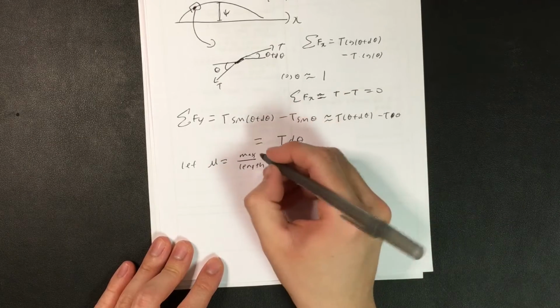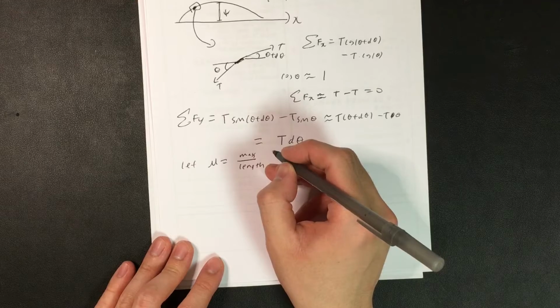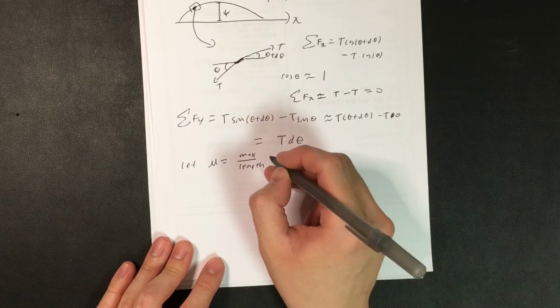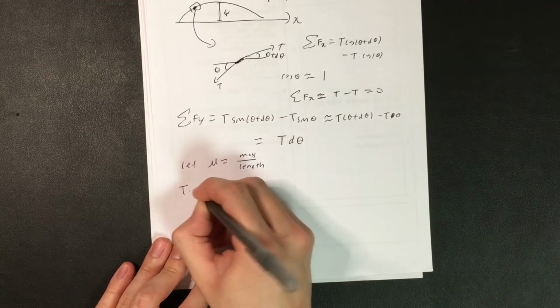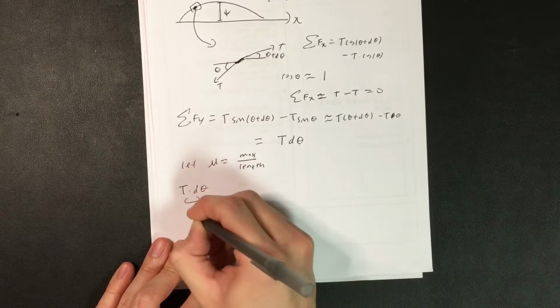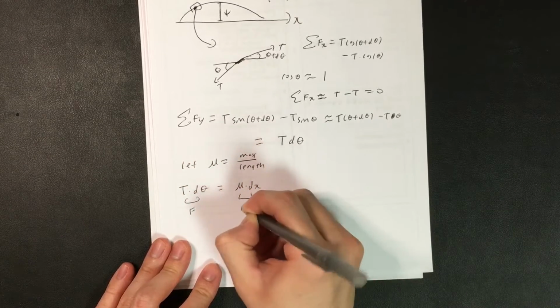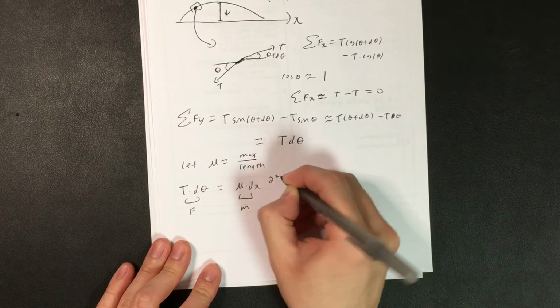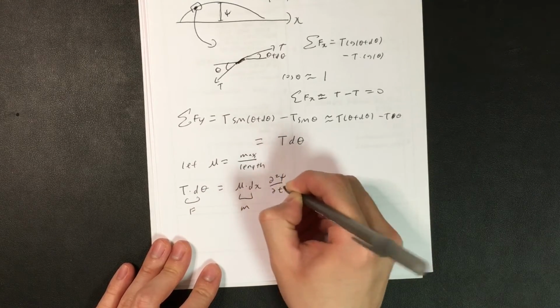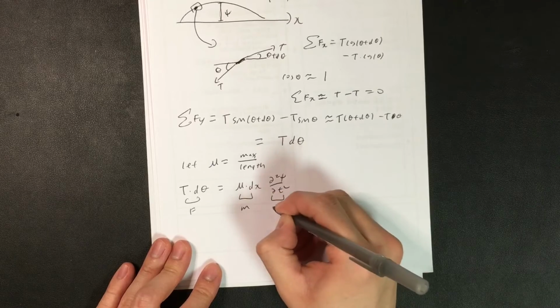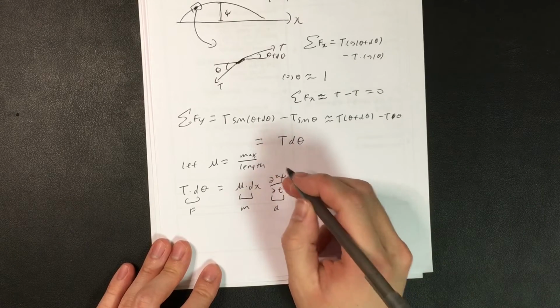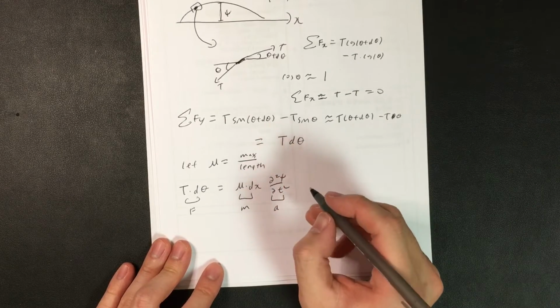Let the variable mu be the mass length density, or simply mass divided by the length. Then T times d theta, which equals force, equals mu times dx, which is mass, times the second derivative of psi with respect to t. In this case, it will be the acceleration, since psi was the height in the vertical direction.